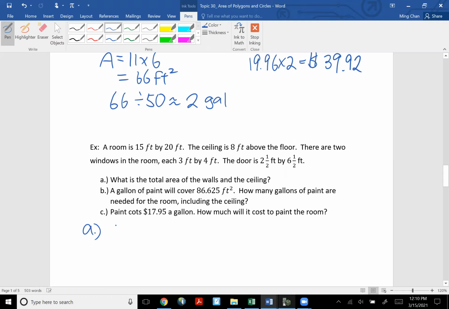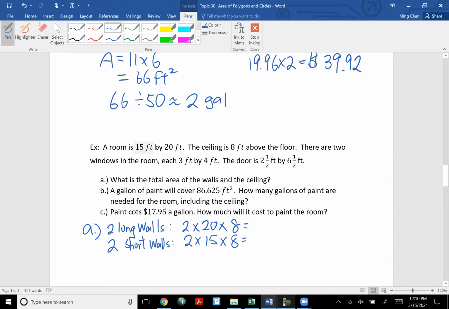Okay. So we have two long walls in the room. So there will be two walls, right? Long walls, 20 feet long. And what's the height of the wall? 8 feet, because however tall your ceiling is, that's however tall your walls are. Two short walls, right? Two walls times how long is your short wall? 15 feet long, right? 8 feet tall. Okay. All right, your ceiling.